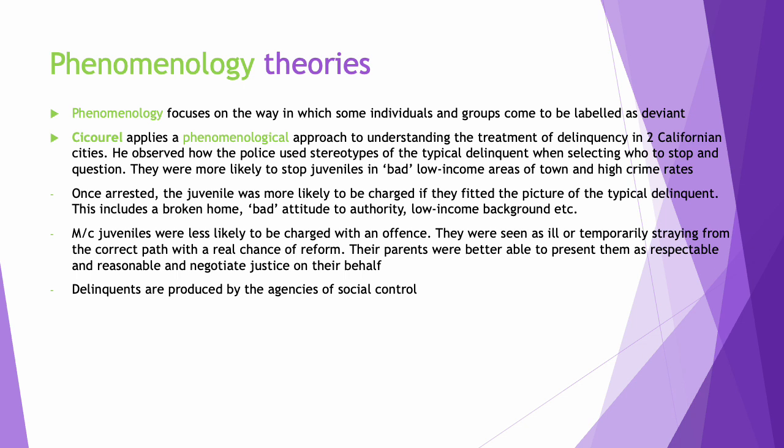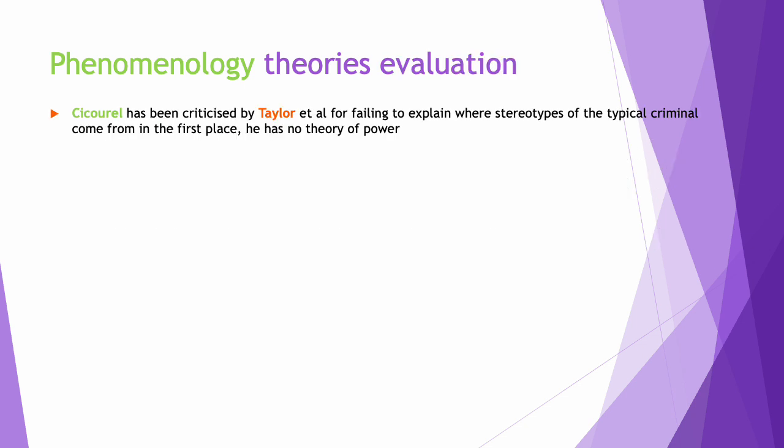This includes a broken home, a bad attitude to authority, a low-income background, and more. Middle-class juveniles were less likely to be charged with an offence. They were seen as ill or temporarily straying from the correct path, with a real chance of reform. Their parents were better able to present them as respectable and reasonable and negotiate justice on their behalf. Delinquents are produced by the agencies of social control. Cicourel has been criticised by neo-Marxist Taylor for failing to explain where stereotypes of the typical criminal come from in the first place. He has no theory of power.